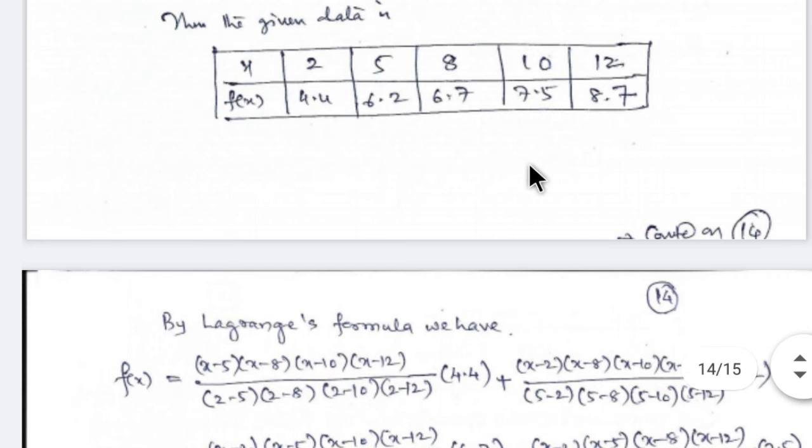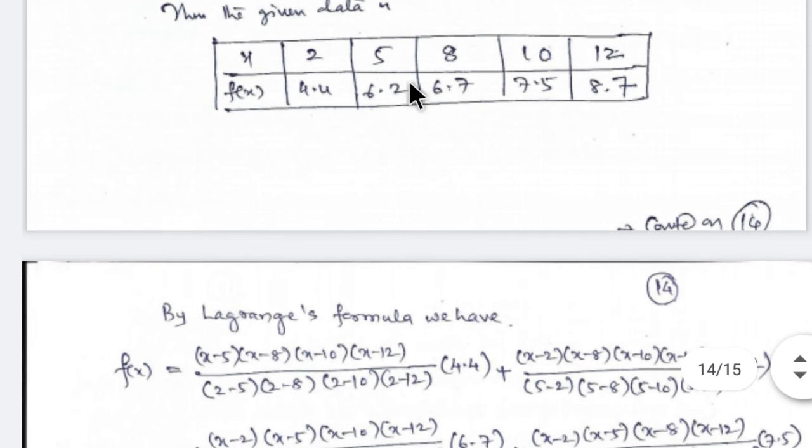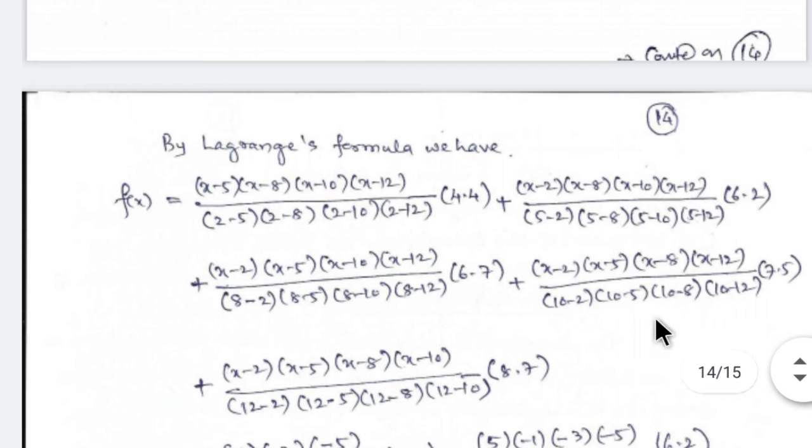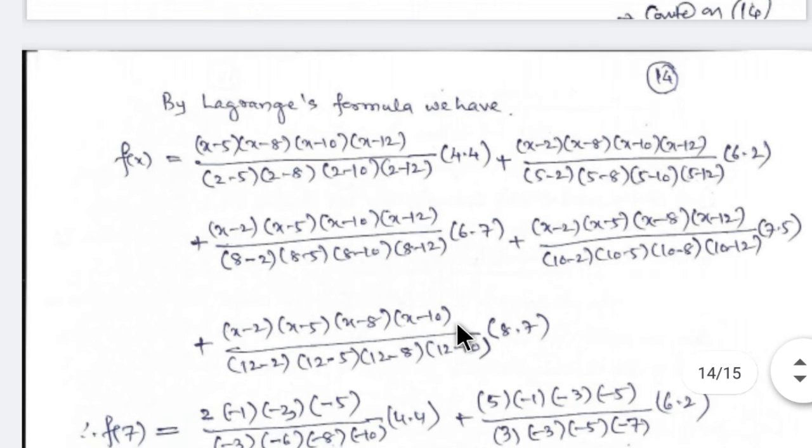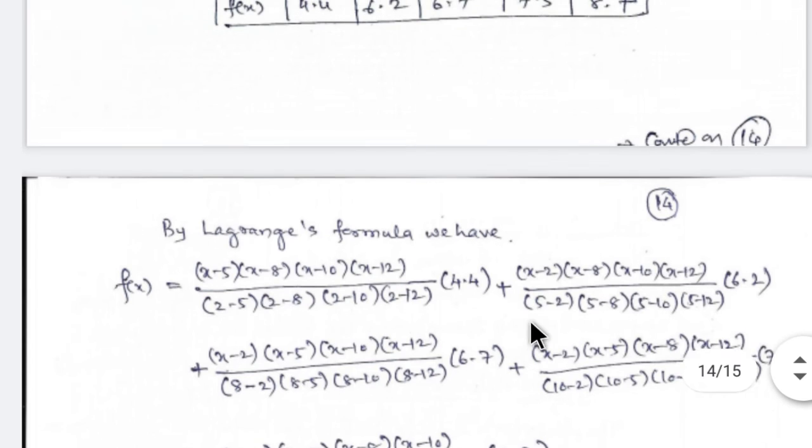Here f of x naught, x1, x2, x3, 7.5. Last one plus: x4 is absent, so x minus x naught, x minus x1, x minus x2, x minus x3. Wherever x appears, it is replaced by the x4 value: 12 minus 2, 12 minus 5, 12 minus 8, 12 minus 10, into f of x4.